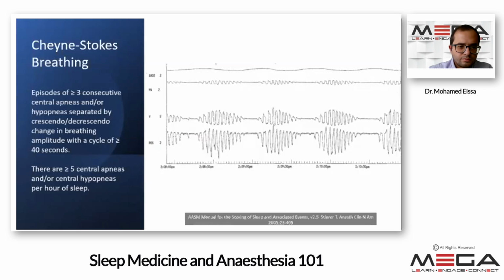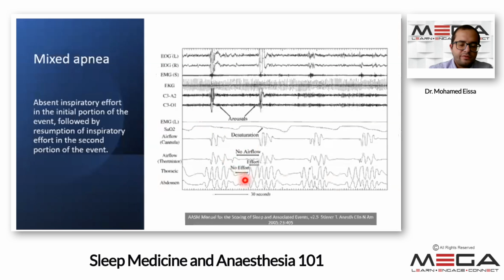Then we have the mixed apnea, which is a mixture of central and obstructive sleep apnea. As you see here, we say this patient is having apnea because there's no airflow. During the first part of this apnea, the patient is not making any respiratory effort, but during the second part, the patient starts to make a respiratory effort. But still we don't have any airflow.